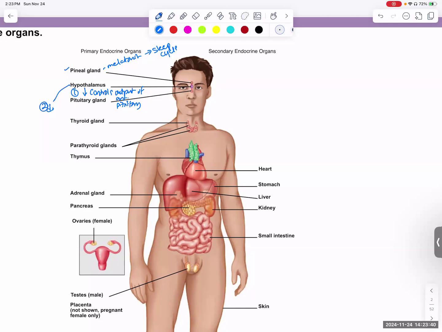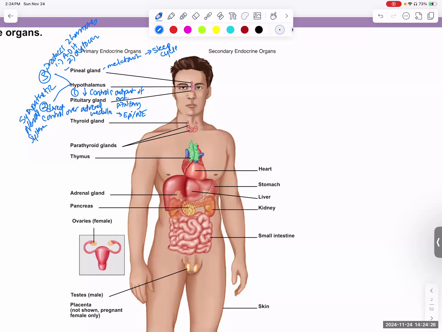Two, the hypothalamus has direct control over the adrenal medulla to secrete epinephrine, norepinephrine. So this is really a sympathetic nervous system component. And then the third thing, if we're looking at the hypothalamus, is it produces two hormones. One is antidiuretic hormone, and the second is oxytocin.